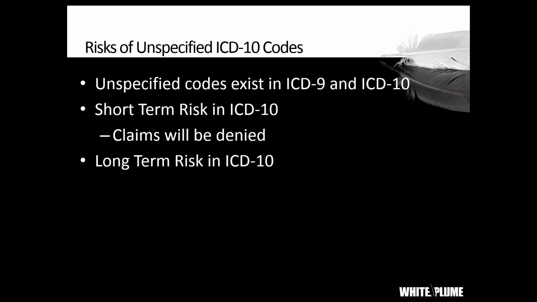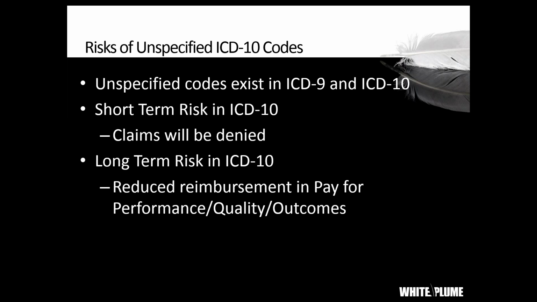Now, there is also a longer-term risk to using those unspecified codes. We are transitioning away from fee-for-service, moving towards pay-for-performance or pay-for-quality. These alternative reimbursement models that you hear the government talks about, we're moving in that direction over the next 3-4 years.